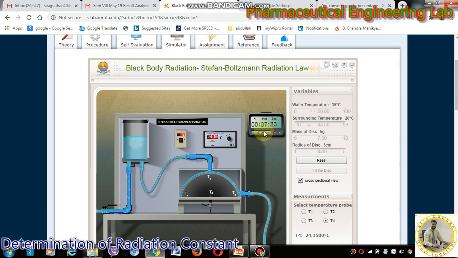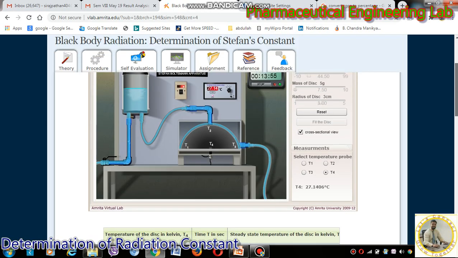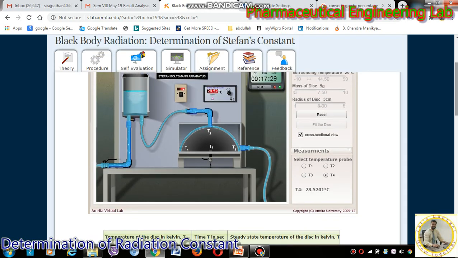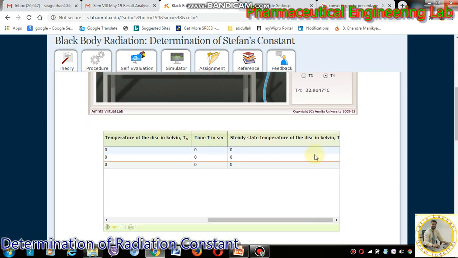Steady state means where the temperature of the cool disk is stable, it will not increase. That is called steady state. So the temperature of the hemisphere is how much? We know that it is 35, so it will not go beyond 35, it will stop before 35. So this is the heat absorbed by your cool disk. Yes, we reached the steady state. It is 32.91. That is your TD.